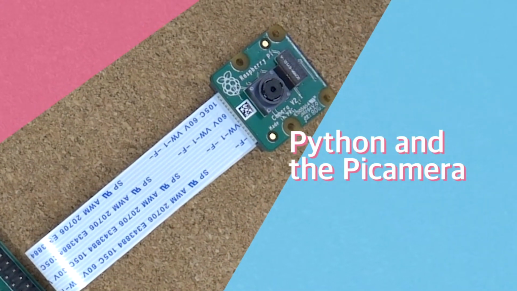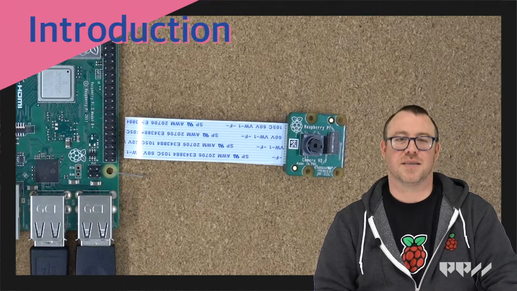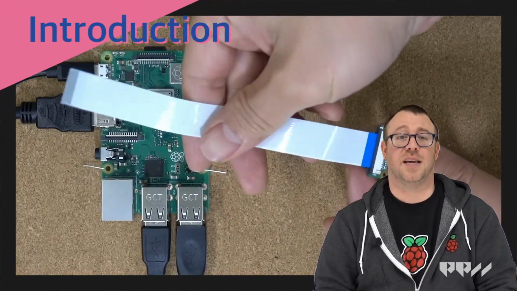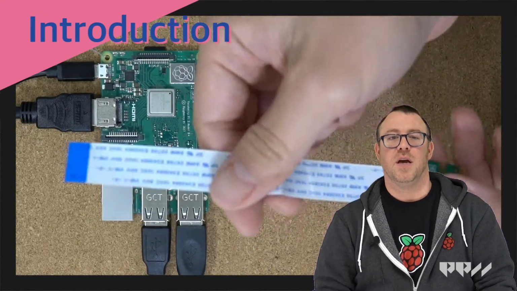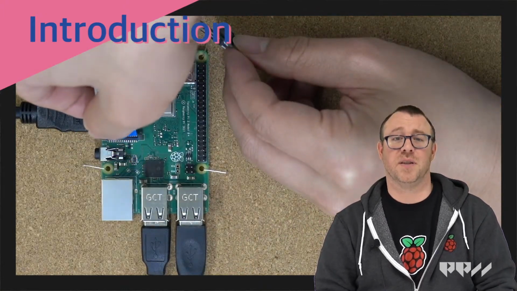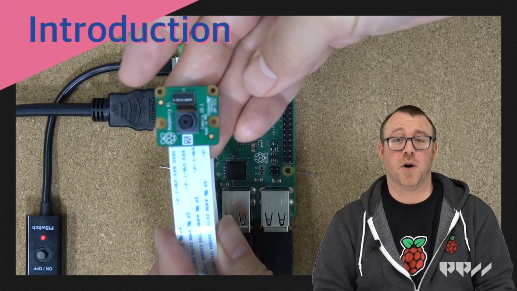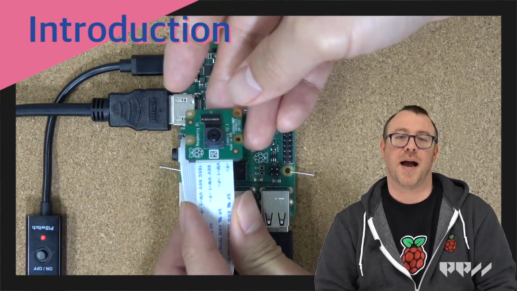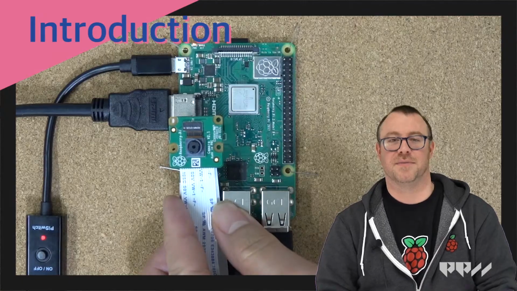Python and the Pi camera. One of the most exciting parts of a Raspberry Pi is the ability to add a camera. The Pi camera can take photos and record video. You can control the camera with just a few lines of code, and you can even create your own photo booth, portable camera, or time-lapse camera system by using the Pi camera and your new Python skills.